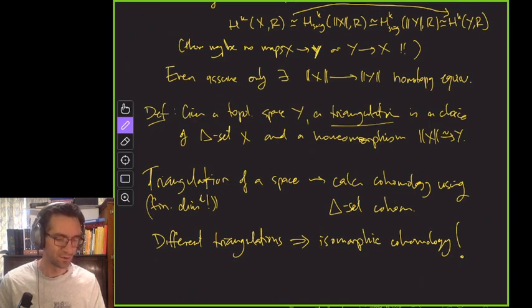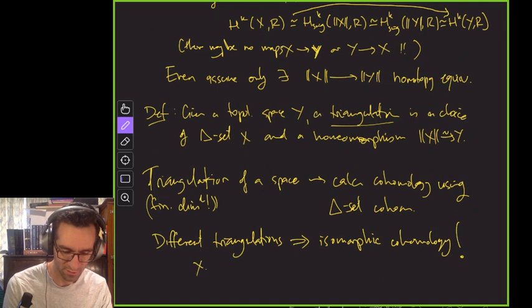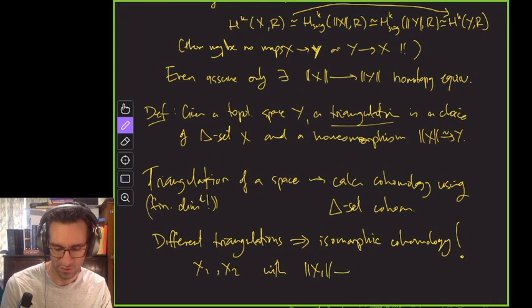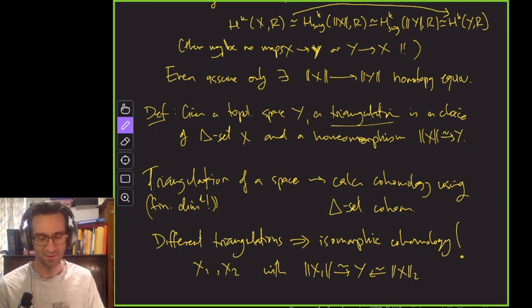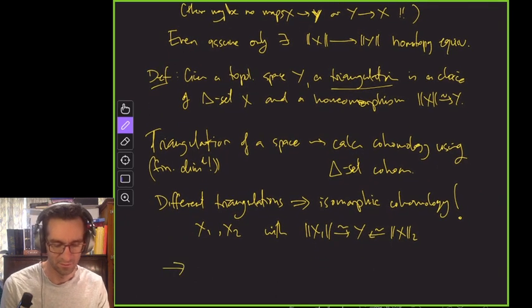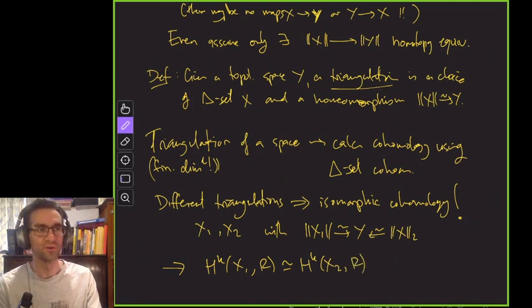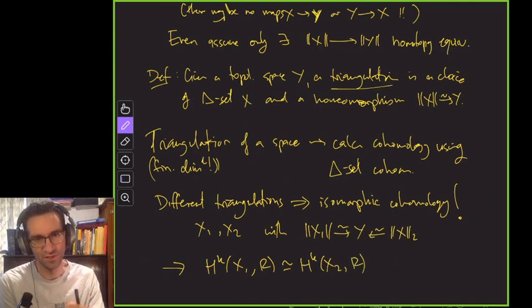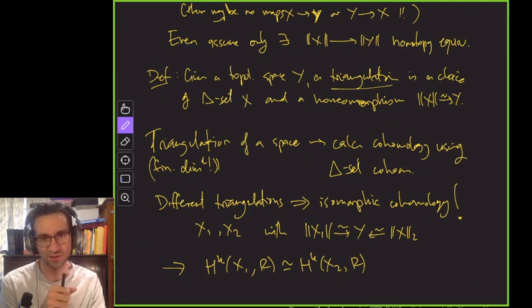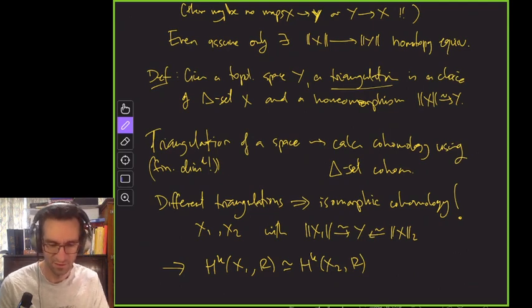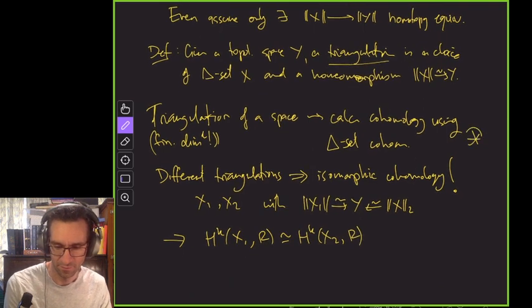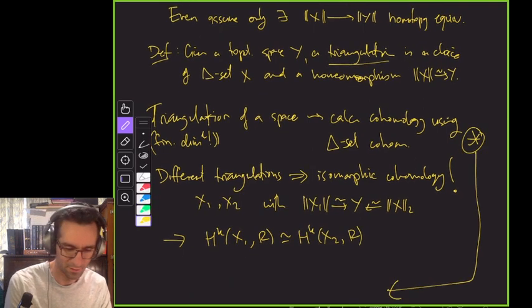So, yeah, right. If I had X1, X2 with a specified homeomorphism to Y from each of them, then their cohomologies are the same. So the calculation of the cohomology from the triangulation is independent of the choice of triangulation. This is a big deal.